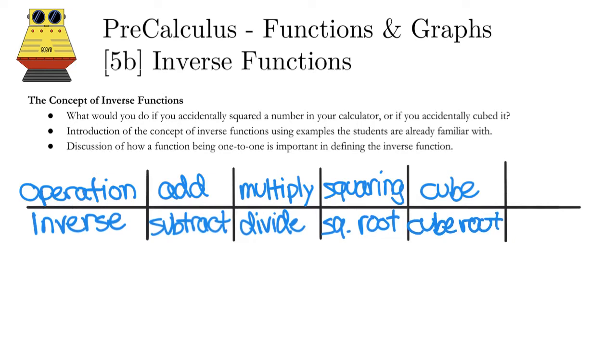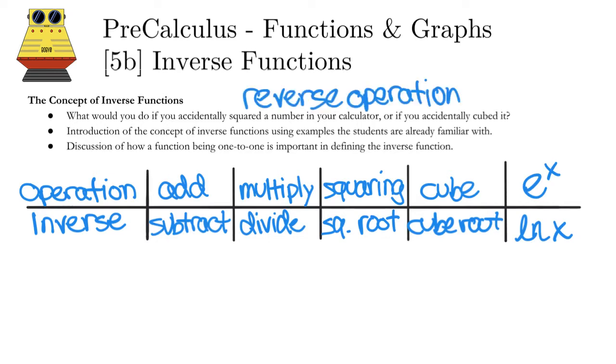How about this one? If the operation is e to the x, what's the inverse operation? I mentioned this in topic 3. The inverse of e to the x is natural log of x. So when we find the inverse of a function, we're trying to find a function that's the reverse operation of the original function. In other words, it undoes what has already been done.